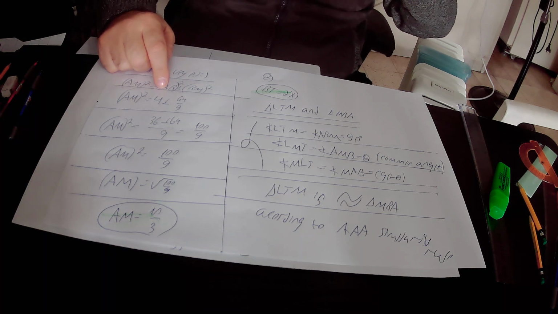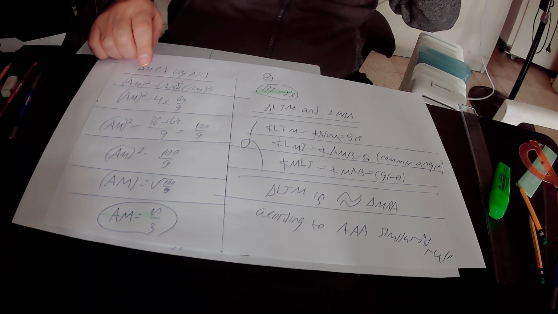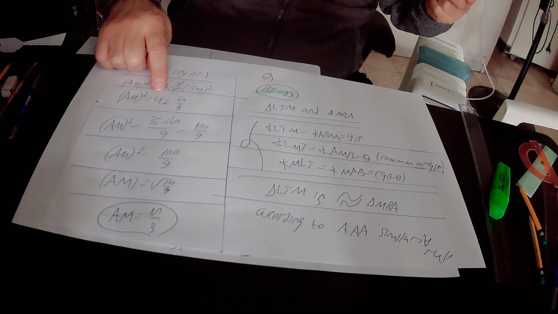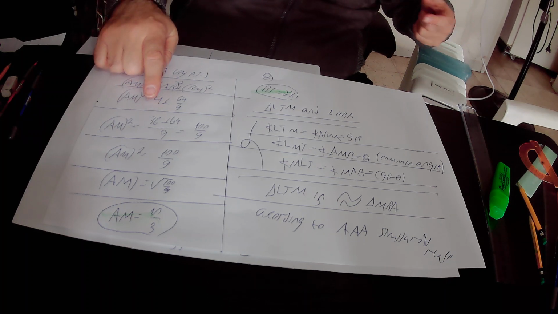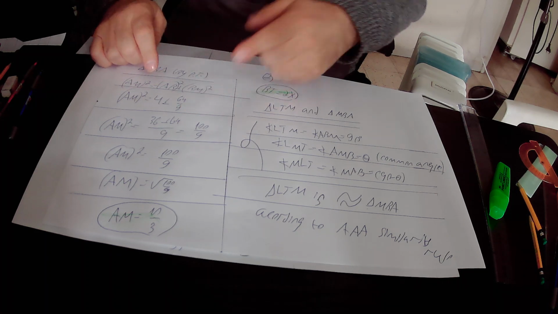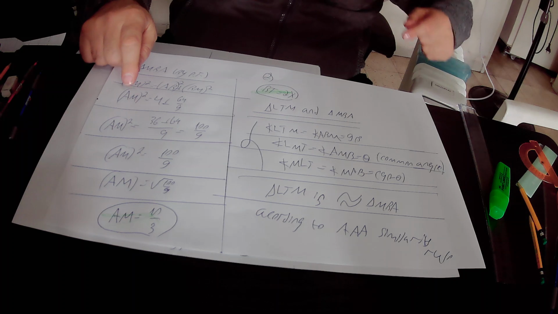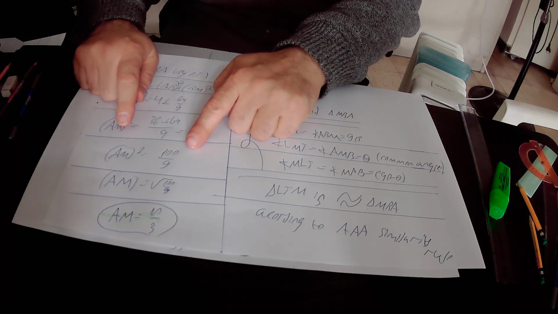Here we multiplied 4 by 9 and then we divided by 9 in order to have a common denominator with 64 over 9. So 9 times 4 is 36. In total, in the numerator we will have 36 plus 64 divided by 9. 36 plus 64 is 100 divided by 9. So in conclusion, we found out that AM square equals 100 over 9.